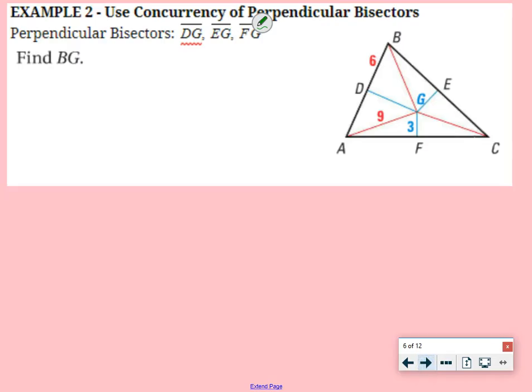Example 2, use concurrency of perpendicular bisectors. The perpendicular bisectors are in blue, and we want to find BG. BG right here. Well, if we know the blue lines are the perpendicular bisectors, they all meet at that point, which makes all the red lines that I'm now shading in green the same. So they are all going to be equal to 9. So BG equals 9.